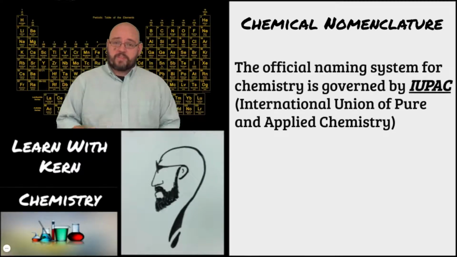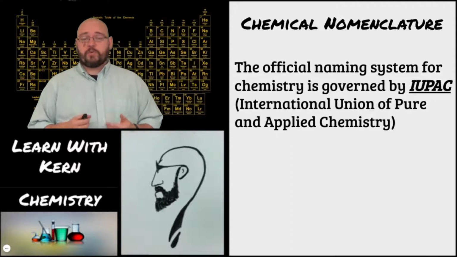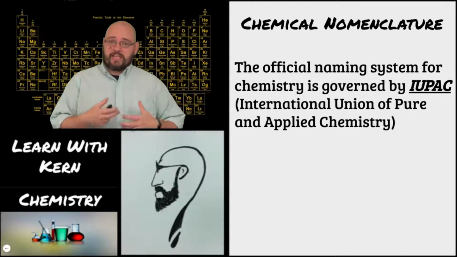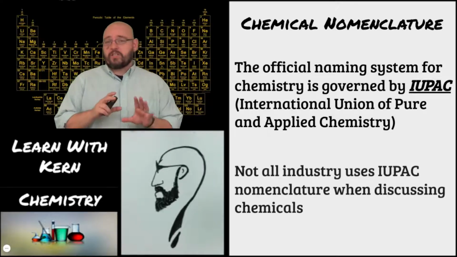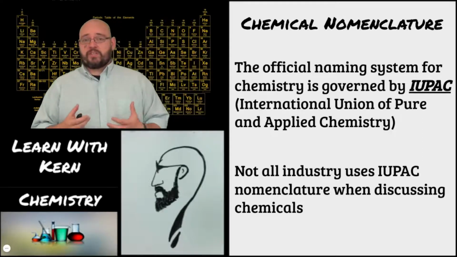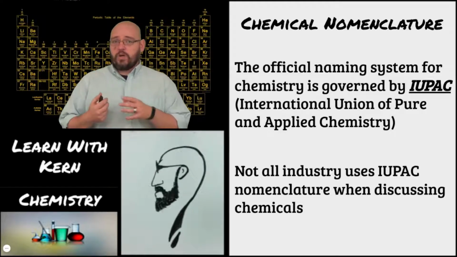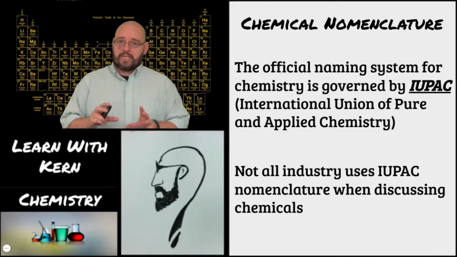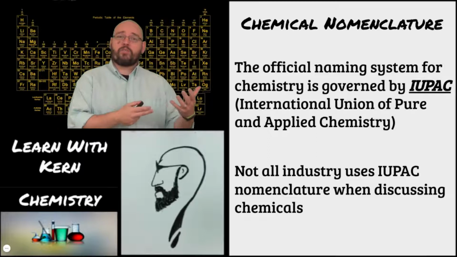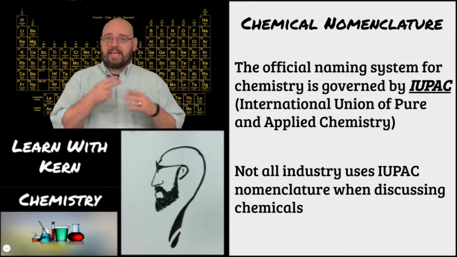Now, the official naming system for chemistry is governed by IUPAC, the International Union of Pure and Applied Chemistry. It's this group that decides on the basic standard rules for doing things. What you need to understand, though, is not all industry uses IUPAC nomenclature when discussing chemicals. So when you read the labels on your food or other cleaning products and you see all the chemical names, those are not always going to fit the IUPAC rules. Sometimes they're the old-fashioned names that industry used way back in the day.